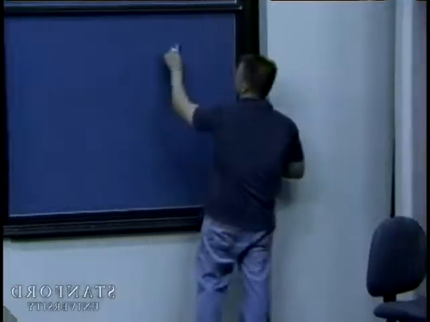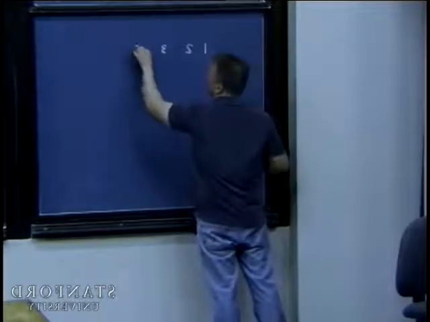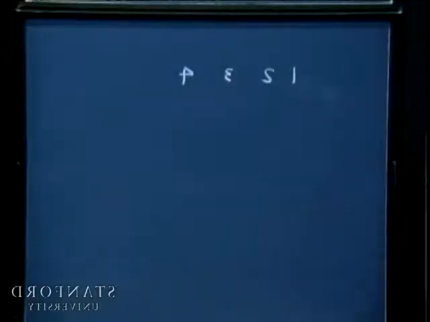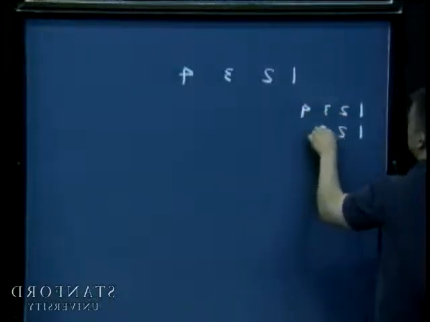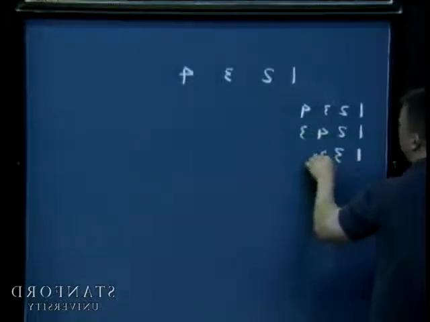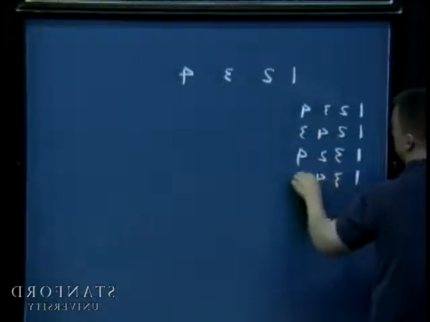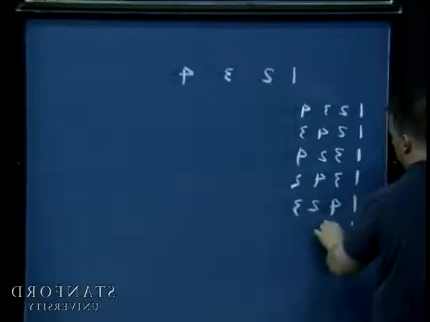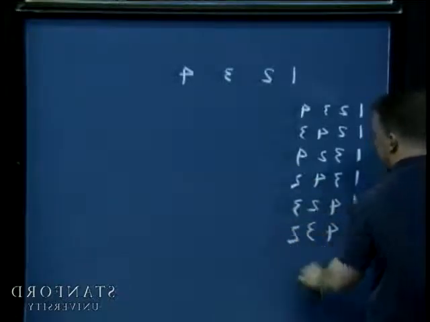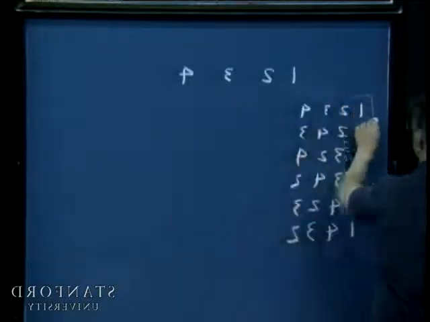if I'm interested in the permutations of 1, 2, 3, 4, I'll just write the ones that have 1 at the front. 1, 2, 3, 4. 1, 2, 4, 3. 1, 3, 2, 4. 1, 3, 4, 2. 1, 4, 2, 3. 1, 4, 3, 2. Then there are all those, let's draw a little box around this.